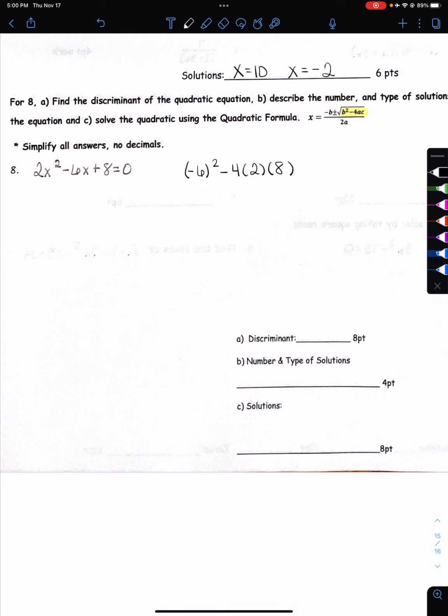Negative 6 squared gives me 36. Negative 4 times 2 is negative 8. Negative 8 times 8 gives me negative 64. Then when I've got 36 minus 64, that gives me negative 28. That's my discriminant. A negative number means 2 imaginary solutions.